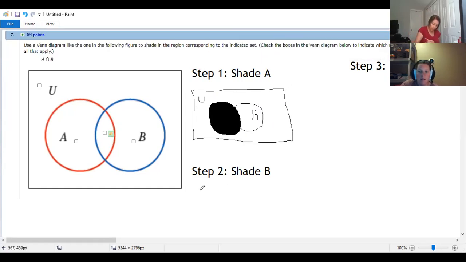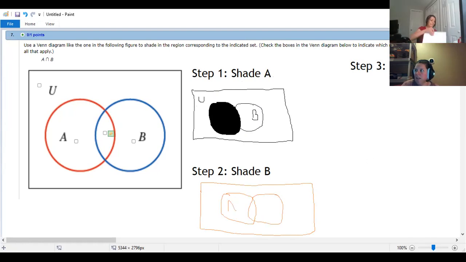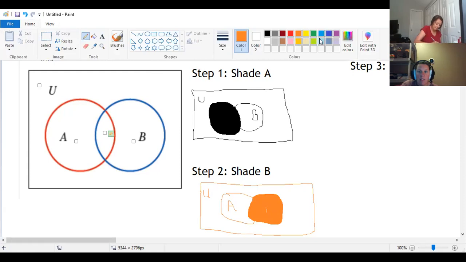Oh, okay, got it. So in step 2, I'm going to have the same picture again. I've got A, I've got B, universe. And so this time I'm shading just B. So here's B, but again, it's all of B, including the intersection, because I want that whole circle for B. And so now I'm going to go on to the last piece.